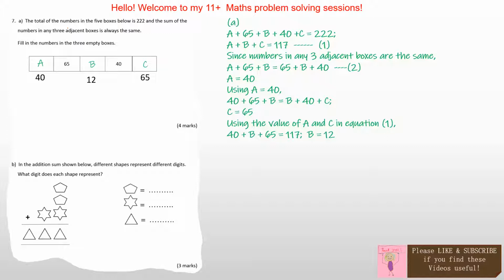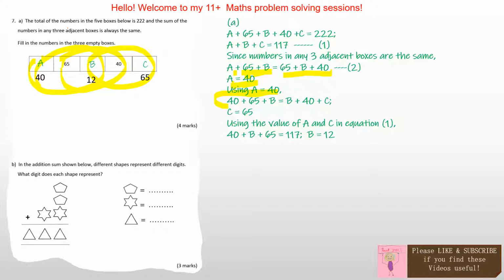So A plus 65 plus B plus 40 plus C is 222. So A plus B plus C is 117. Since the sums of the numbers in any 3 adjacent boxes are the same, we will use an equation. The sum of the numbers here equals the sum here equals the sum here. So they are the same. So A plus 65 plus B equals 65 plus B plus 40. So using that we get A is 40.